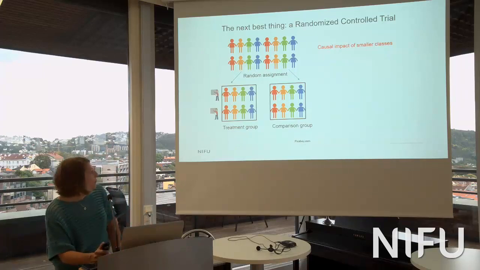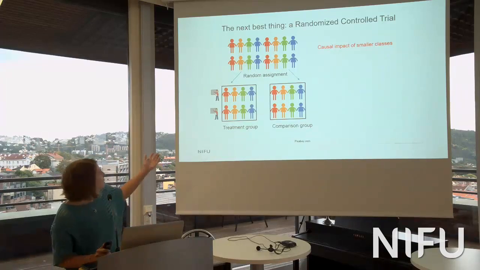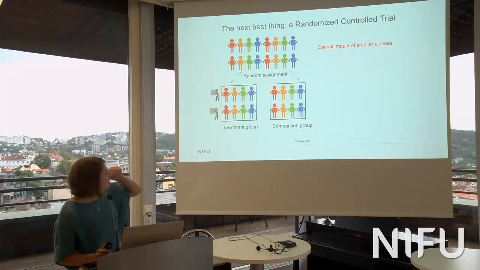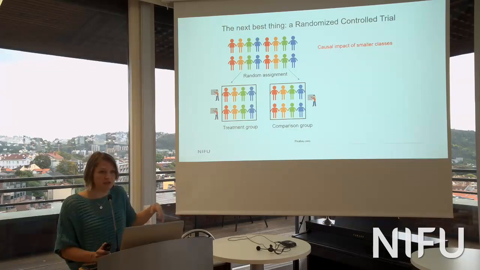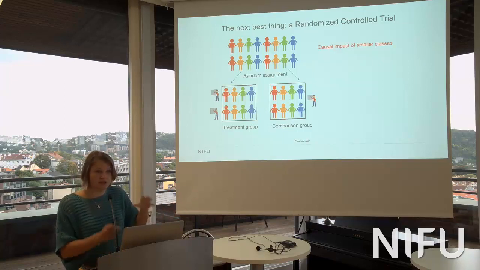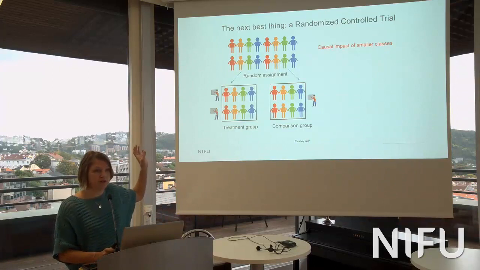So then we could, for instance, have 2 teachers teaching the treatment group, and they would get smaller classes. And then we would only have 1 teacher in the comparison group, and that would have a larger class. And then that would be the only difference between them. They should on average be comparable, but we're giving some of them smaller classes and the other group the regular sized class.